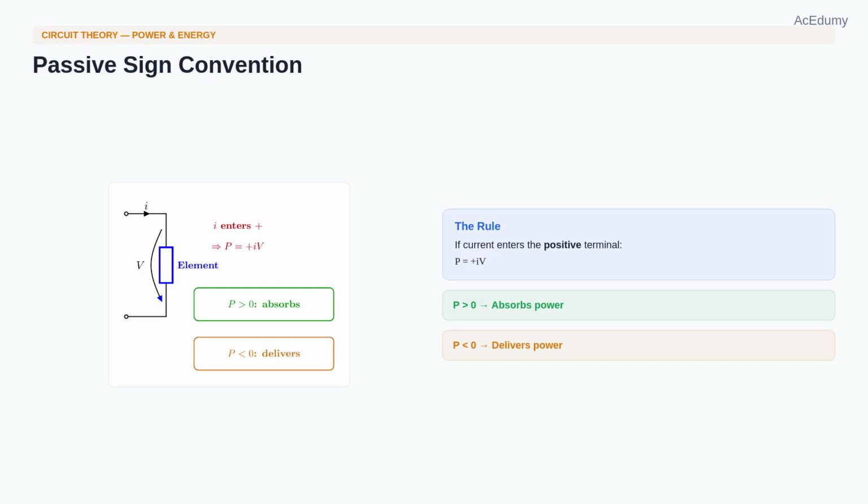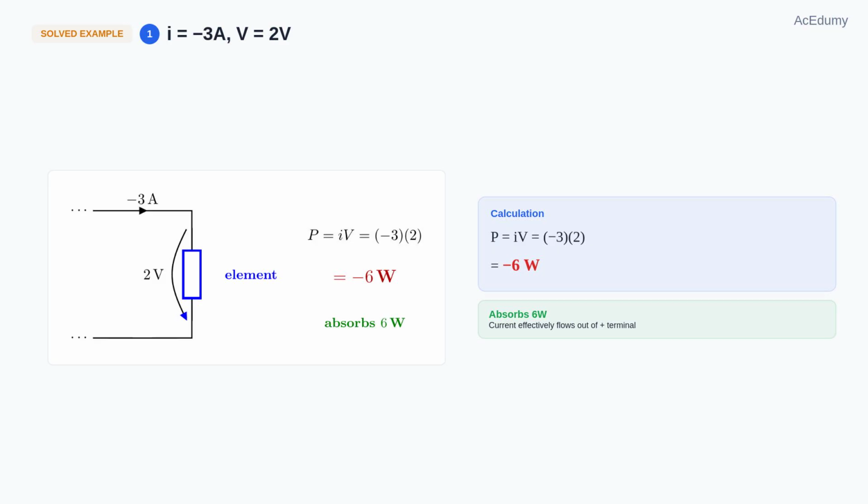If current enters through the negative terminal, or equivalently, if the current direction opposes the voltage polarity, then a positive P means the element delivers power. The sign of P tells you everything. Positive P with passive sign convention means absorbing. Negative P means delivering.